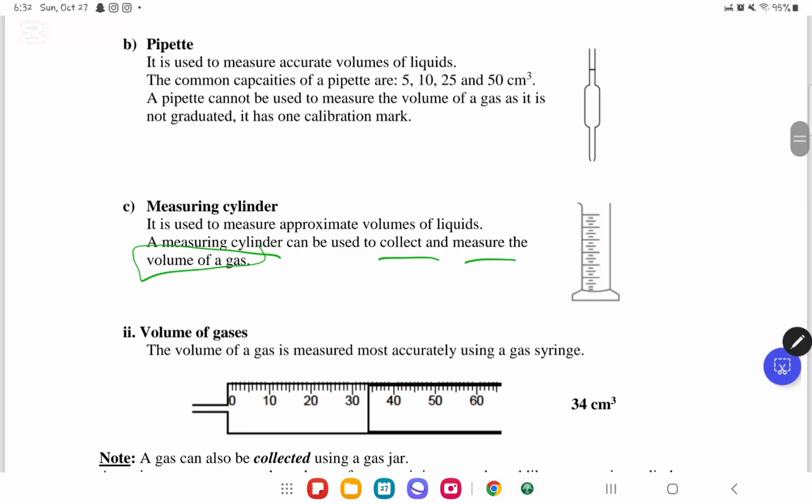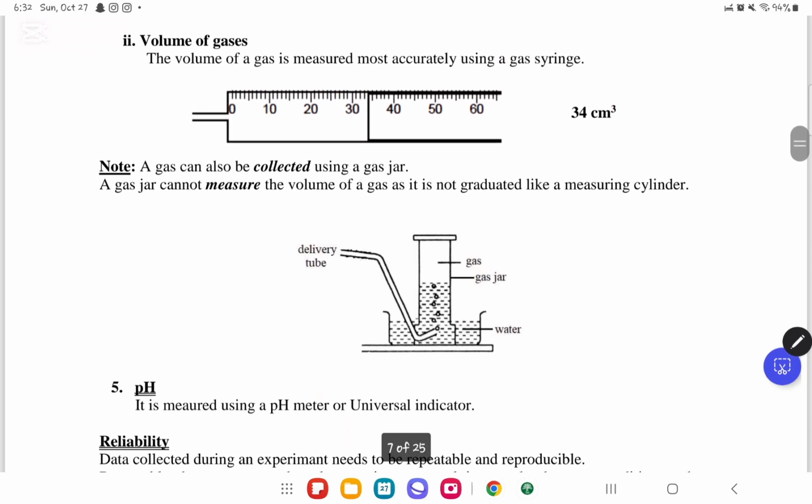But however, to more accurately measure the volume of a gas, you use a gas syringe. Gas syringe looks something like this. So our gas will be over here, for example. Okay, it will fill up all of this space over here. And then just by reading over here, we can know the volume of the gas.